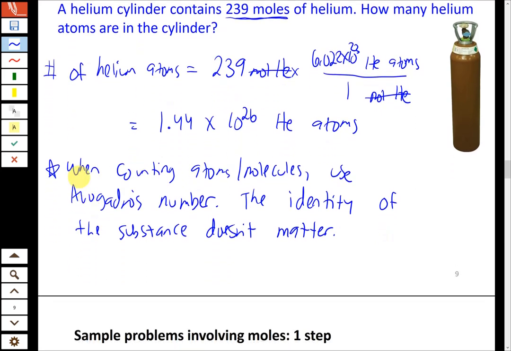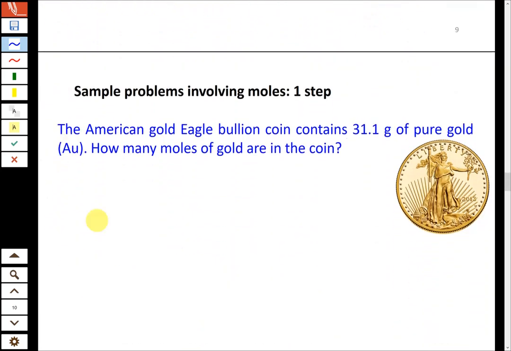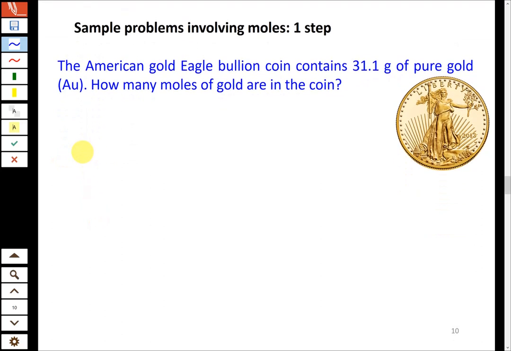All right, so let's go on to another one. One of my favorite elements, which is gold, not only because it's valuable, but because it has a lot of cool chemistry too. But if we just have a gold coin, those have 31.1 grams of pure gold. How many moles of gold are in the coin?